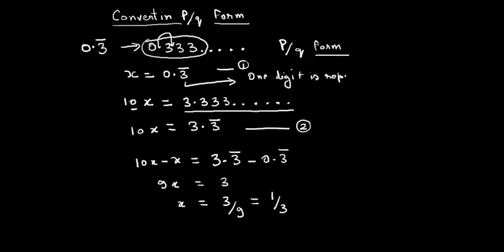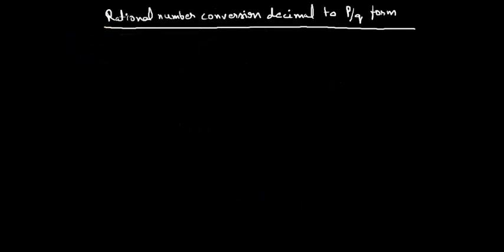So what we did, we converted 0.3 bar, this number, into P by Q form, and which is nothing but 1 by 3. Alright. Now let's take another example of conversion of rational number from decimal to P by Q form.